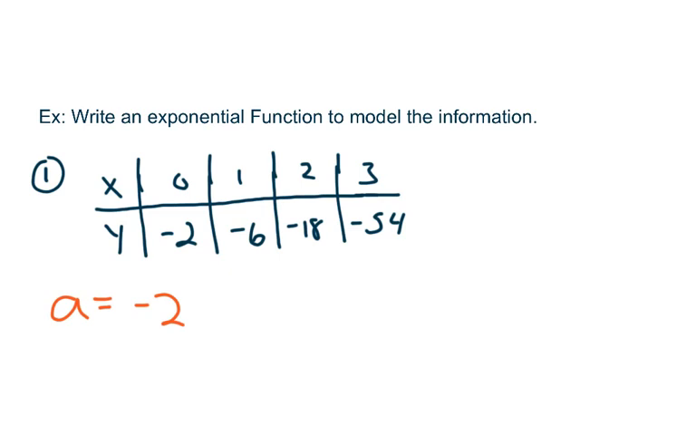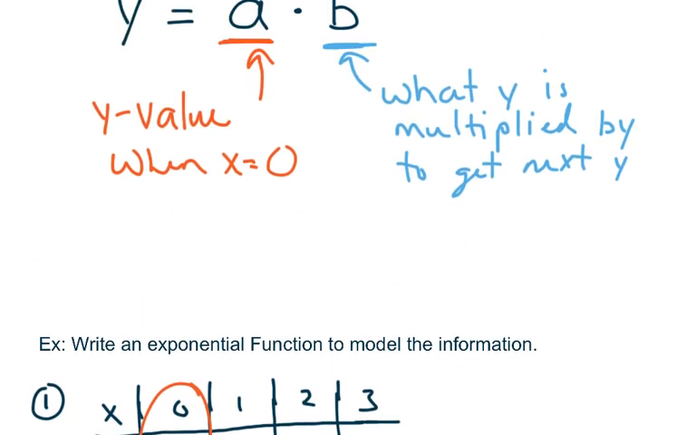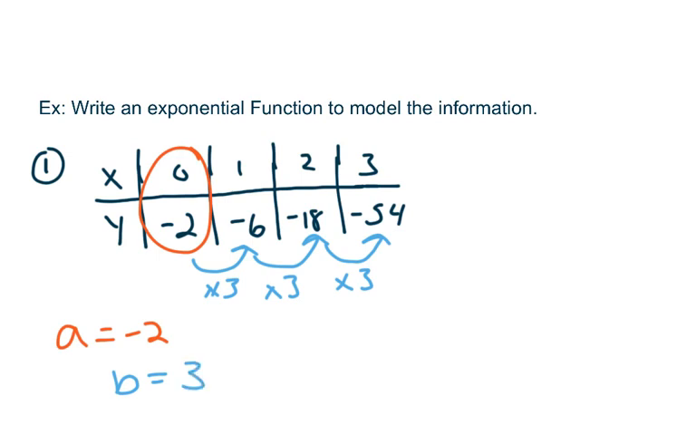Okay, the next thing we need to figure out, and I'm actually going to erase that and write that just a touch lower. So a equals -2. It's this part right there. Now b, to find what we're multiplying by, is what y is multiplied by to get to the next y. So how do I go from 2 to -2 to -6? Well, I'm pretty sure that's times 3. And from -6 to -18, that's also times 3. And from -18 to -54 is also times 3. So our b value here is what we're multiplying by. So that's going to be 3.